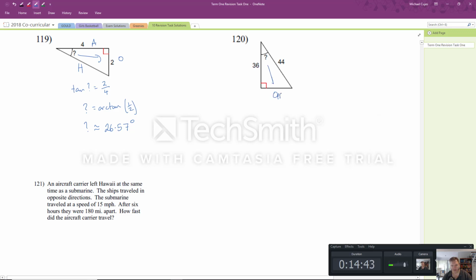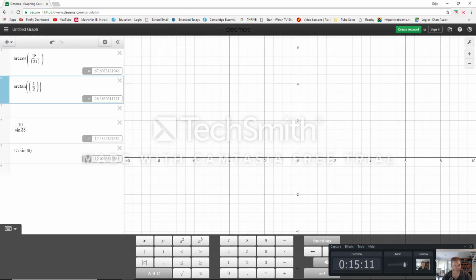This is my opposite side. That side's opposite the angle. This is the hypotenuse, across from the right angle, and that makes that one the adjacent. Hypotenuse and adjacent is cosine. Cosine of the question mark is 36 over 44. You could make that 9 over 11, but let's not waste our time and increase the chances of making a mistake. This is just on our calculator, so it's fine on a calculator exam to leave it as it is. Cos of 36 over 44.